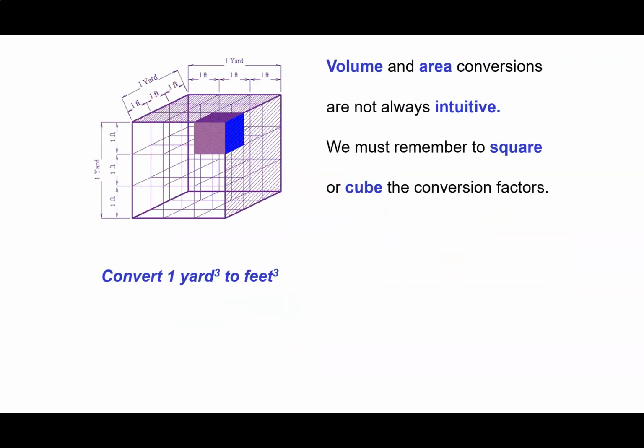Okay, now that's probably a little familiar to you, and most people are able to do a simple one-step unit conversion without too much fuss. Sometimes people have a little bit of a struggle with volume and area unit conversions, and the reason is that for volume unit conversions, you're going to have to cube your conversion factor, and for area unit conversions, you're going to have to square your conversion factor. So let me give you an example here.